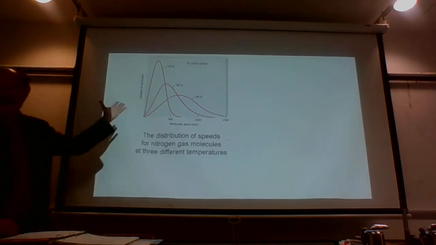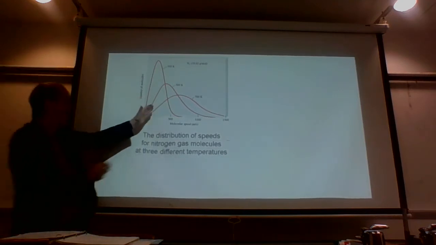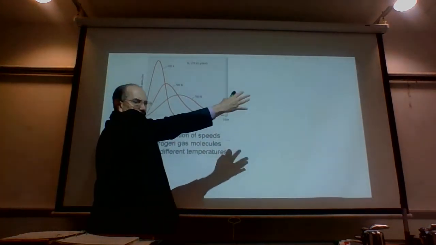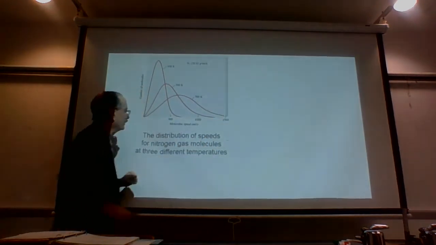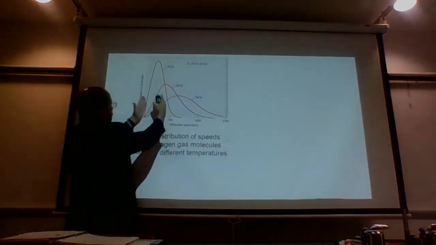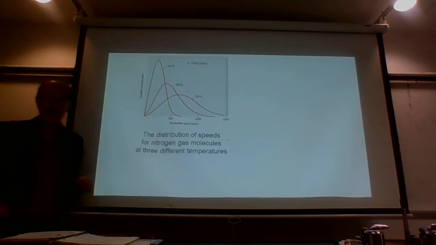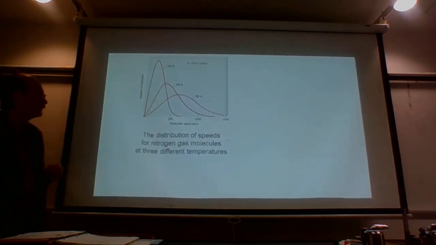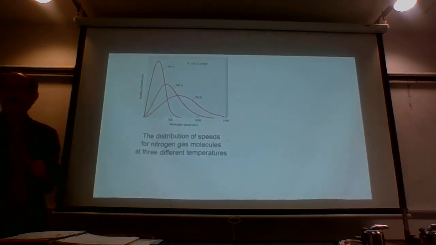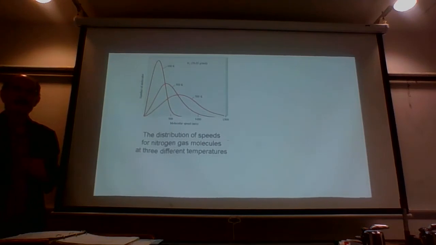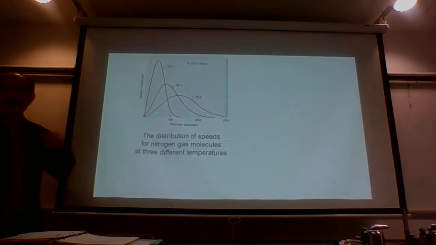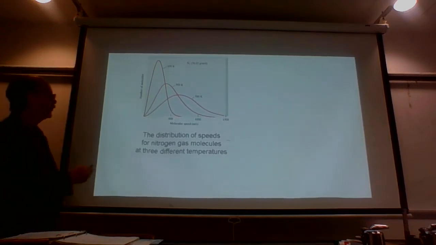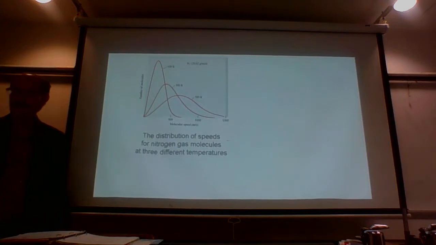So as it gets hotter, the curve is more spread out. The lower temperature is actually pretty narrow. Notice when you look at the portion of the curve that has the most molecules in it, in other words, the peak of that curve, notice what happens when I go from 100 to 300 to 700. What do you notice?